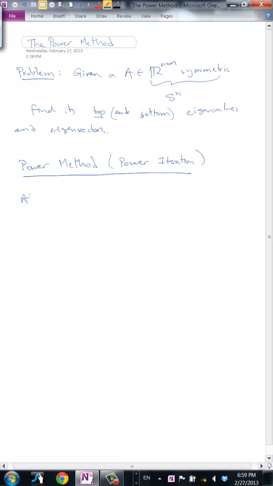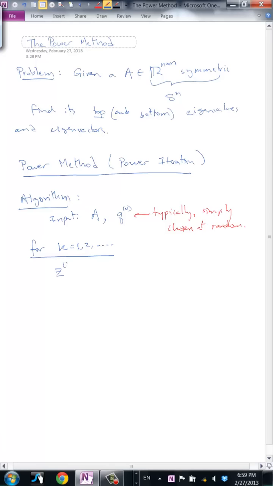The algorithm is extremely simple, and it just says the following. As input, we start with our matrix A, and also some arbitrary vector Q of 0. And this is typically randomly chosen. Then, for k equals 1, 2, and so on, after all, it's an iterative algorithm, we simply do the following. Z of k is equal to A times Q of k minus 1, and then Q of k is just the normalization of Z of k.